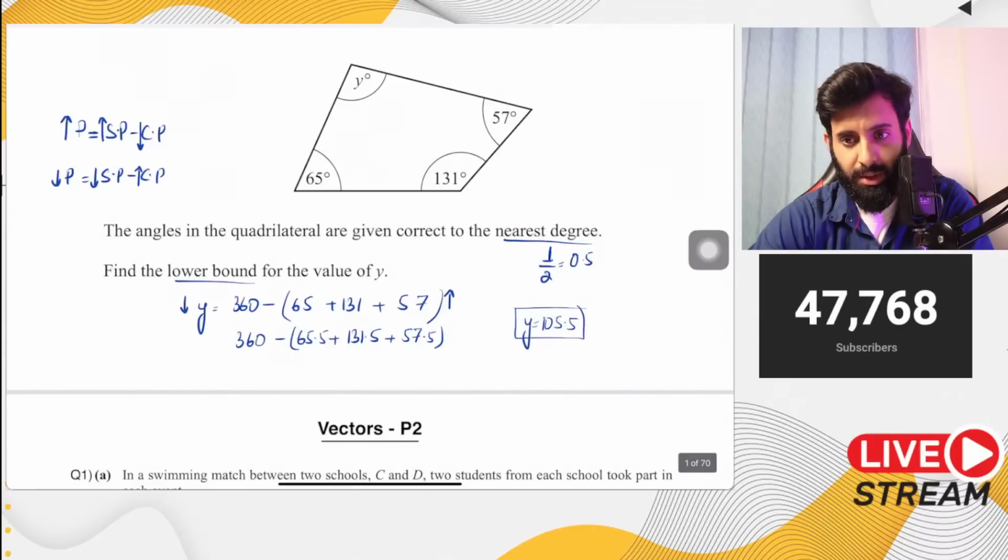If it says nearest millimeter, then we will take 1 millimeter and divide it by 2, and that is what we're going to add or subtract to the actual values.